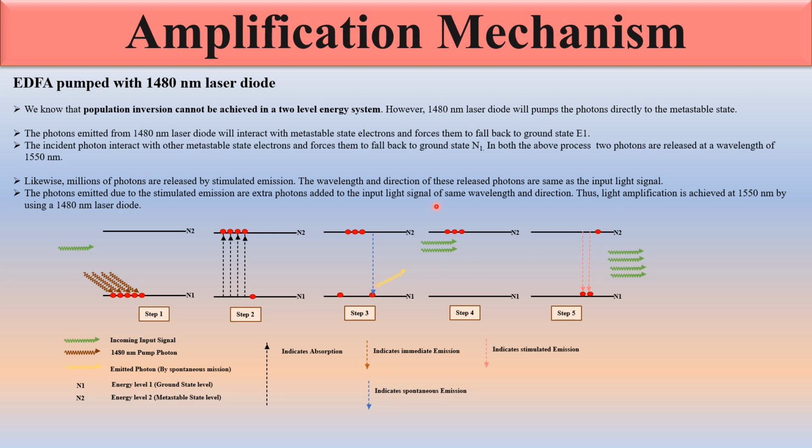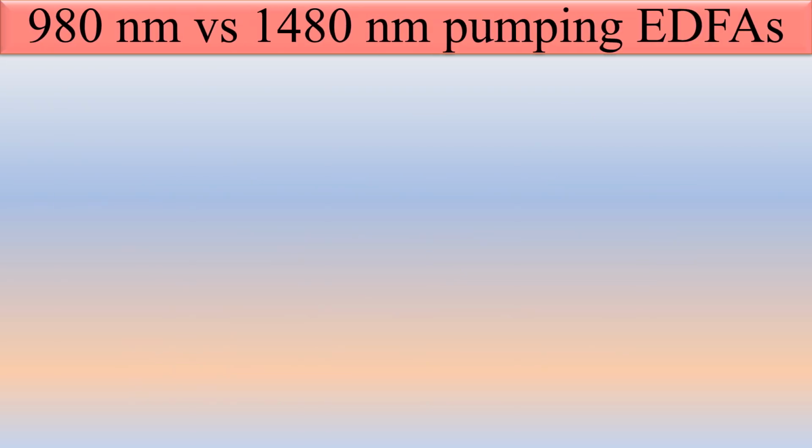So this is all about the 1480 nanometer laser diode pumping amplification. The main difference is it has a two energy level diagram, and 980 nanometer pumping had a three energy level diagram, and the population inversion happens in the energy level, which has more than two energy level systems. So let's start with 980 nanometer versus 1480 nanometer pumping EDFA.